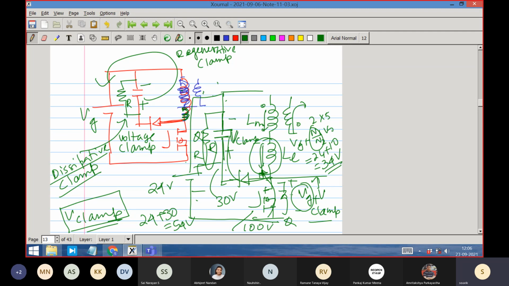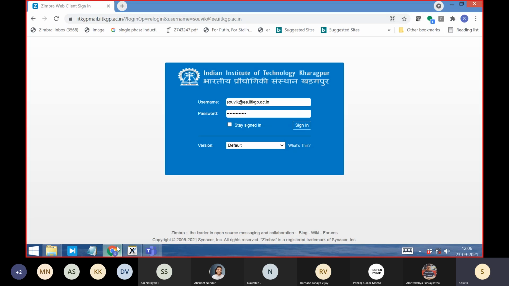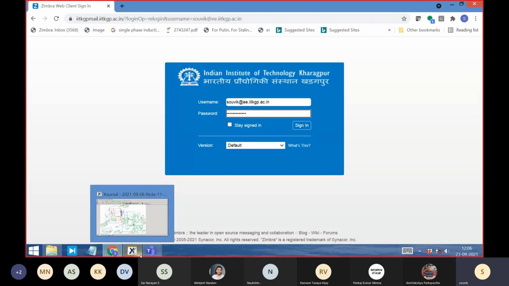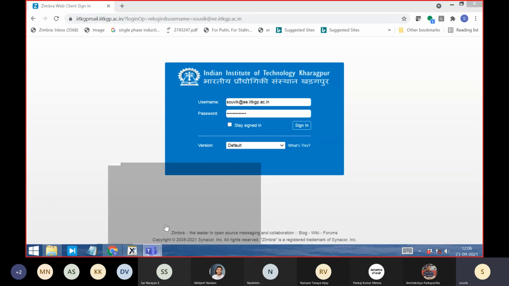So that is the way leakage inductance is handled in a flyback converter. It is always there. One cannot avoid it. Okay, I think I will stop here.